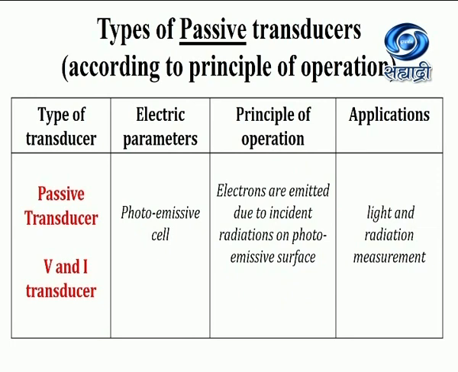The next transducer is the voltage and current transducer. An example of this transducer is the photoemissive cell, and the principle of this transducer is that electrons are emitted due to the incident radiation on the photoemissive surface. Basically it is used in light measurement, where light energy is converted into electric energy.